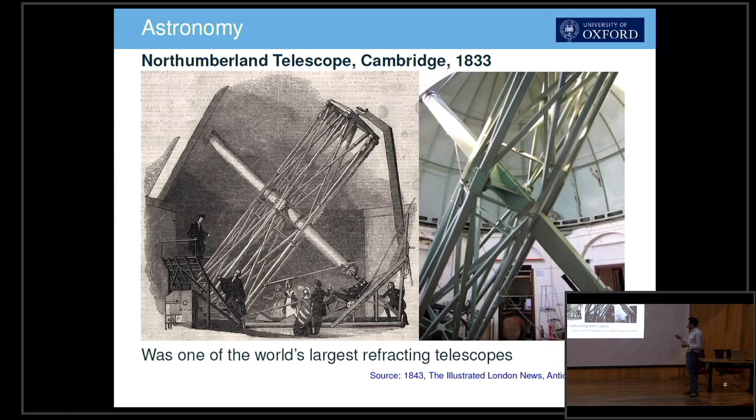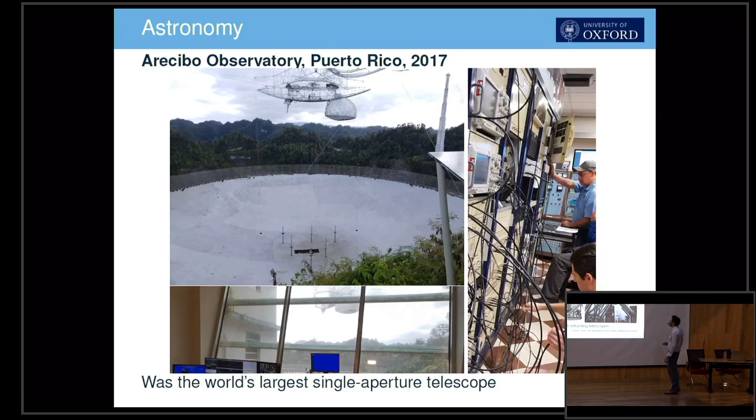This is an actual print of the telescope from an illustration from 1843. This is a picture from a couple of years ago. It still looks very much the same. At the time, this was the world's largest refracting telescope. Now we're going to fast forward 200 years.